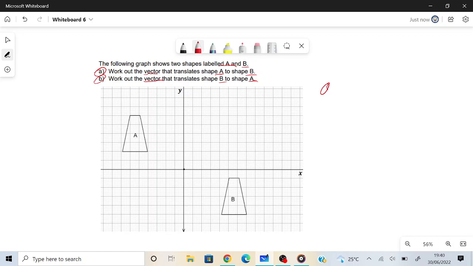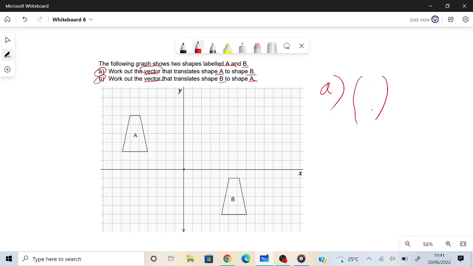Let's do part A first. Part A says to work out the vector that translates shape A to shape B. So what vector would satisfy A becoming B? We have to see what happened to A in order for it to become B. We can see that it moved down, and it moved to the right. When writing it in vector form, we know that the top number, x, shows the horizontal movement, and the bottom number, y, shows the vertical movement. So let's do the horizontal movement first.